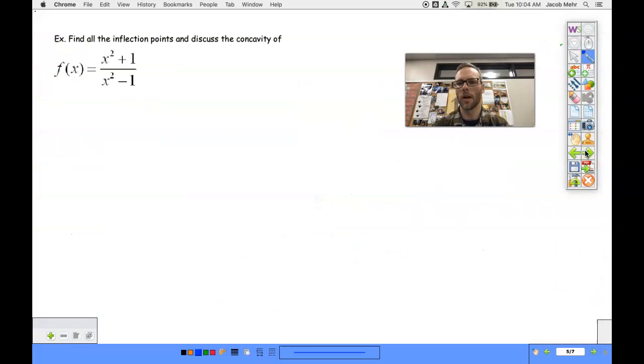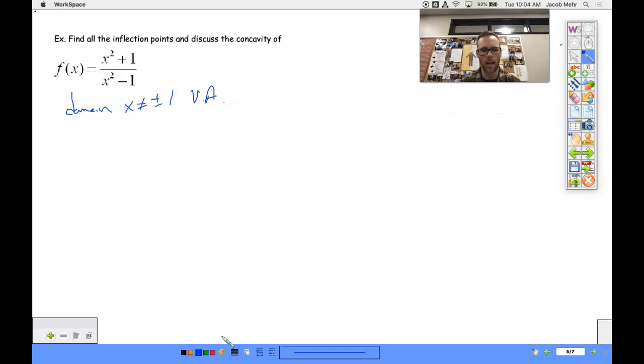Okay. So let's try another one. Our function now is x squared plus 1 over x squared minus 1. First off, when it comes to domain, we're all real numbers except plus or minus 1. Those would be vertical asymptotes. So it's important that we consider that because concavity can change. So I'm going to put negative 1 and 1 on there.